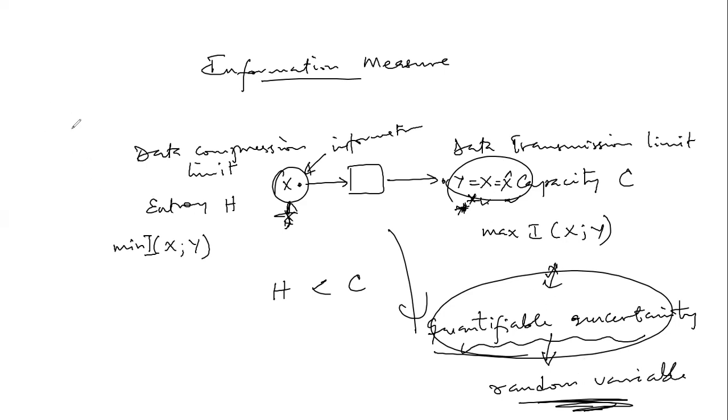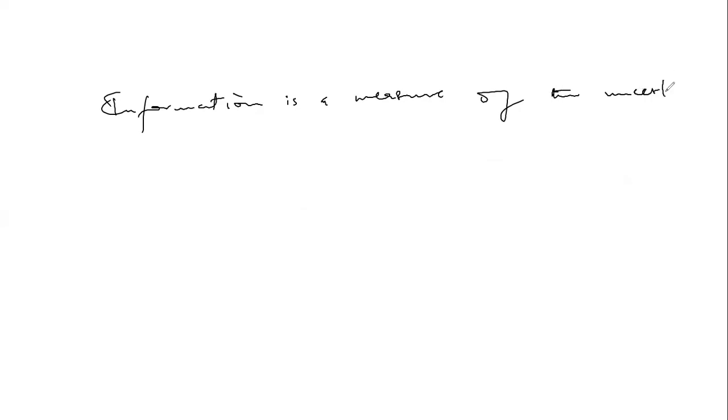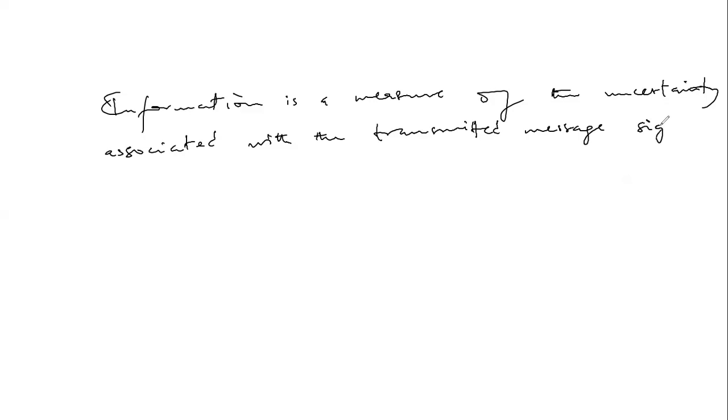And so, what therefore is information? I know in our last class, we were able to describe that information is a measure of the uncertainty associated with the transmitted message signal.